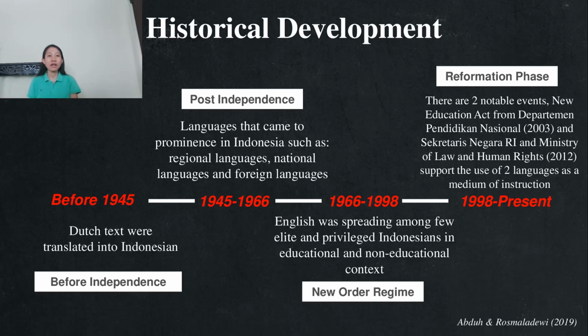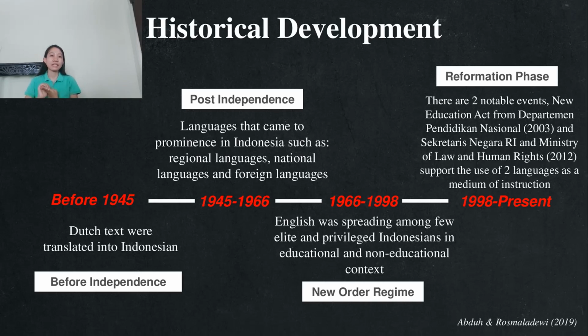Next, the second phase is from 1945 until 1966. The languages in Indonesia are categorized as regional language or bahasa daerah, national language or bahasa Indonesia, and foreign languages: English, German, and Arabic. But in this phase, interestingly, English became the first foreign language taught from secondary school to higher education, even though Indonesia was colonized by the Dutch and Japanese.